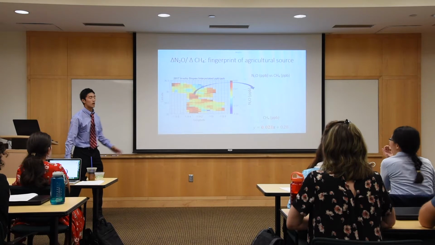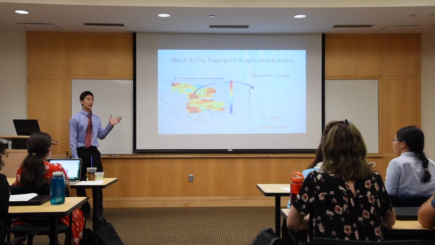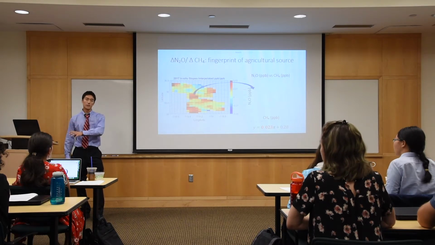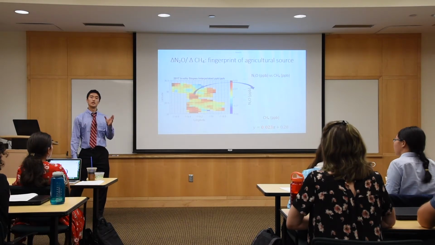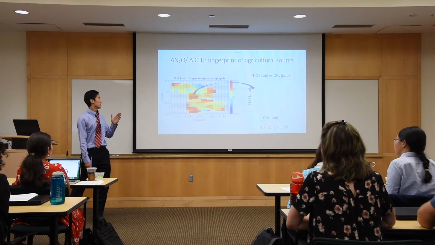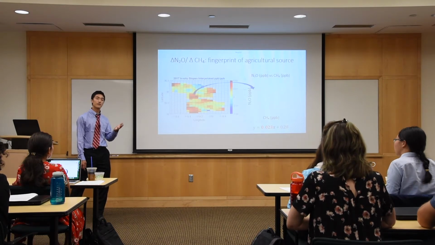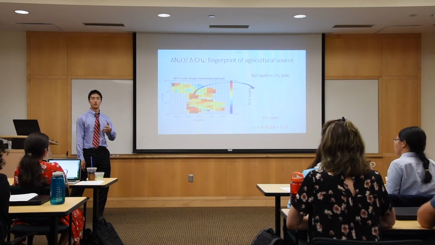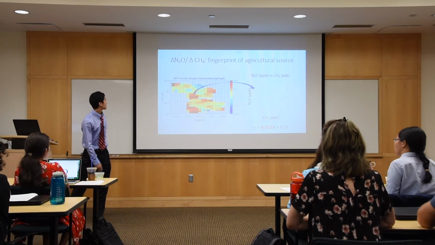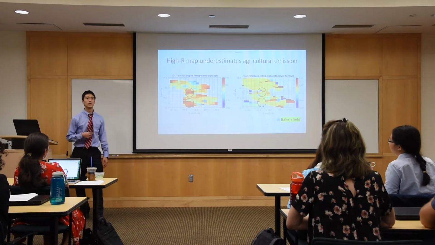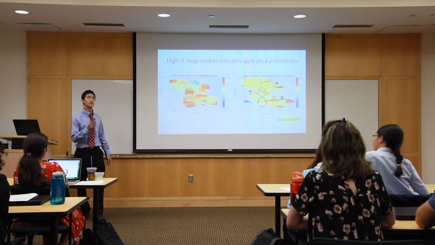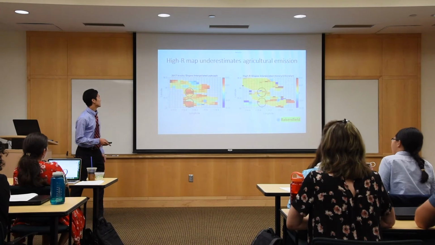So another thing I did is to use the same high-resolution mapping method for methane, and look at the ratio between N2O and CH4. Because they both come from agricultural sources, I can see the correlation between them and look at the slope to see if I can infer the fingerprint coming from agricultural emission. So I did this for both my estimate and the CARB in-situ measurement as well, and compared. And you can see that I miss a hotspot again, this time twice.